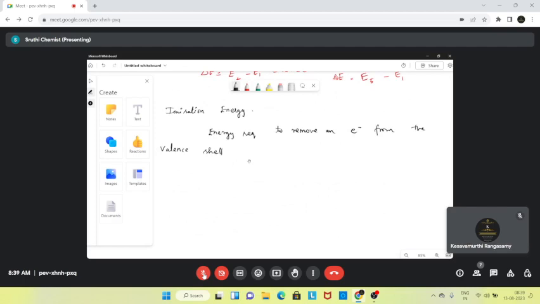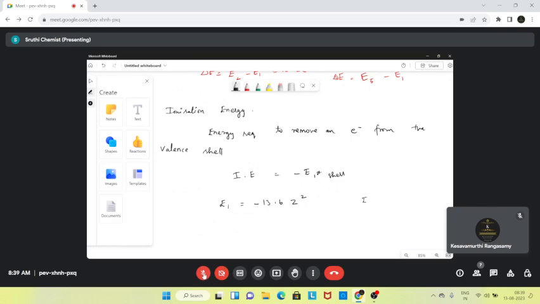So this ionization enthalpy will always be equal to the negative of the energy of the first shell. For example, let's take E of the first shell. For a hydrogen atom, what is the value? Or for any other atom, let's consider minus 13.6 Z square. Okay, this is the first orbit.